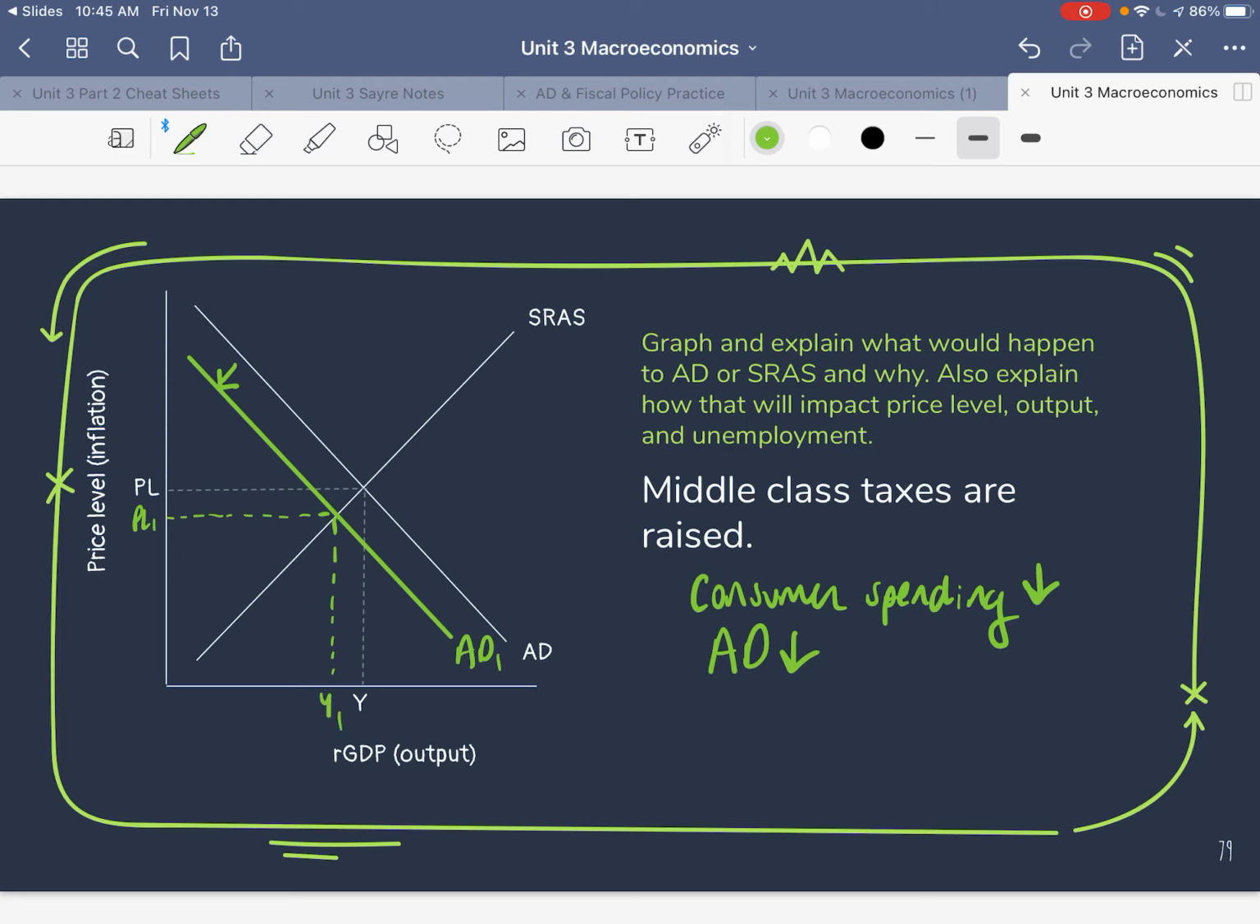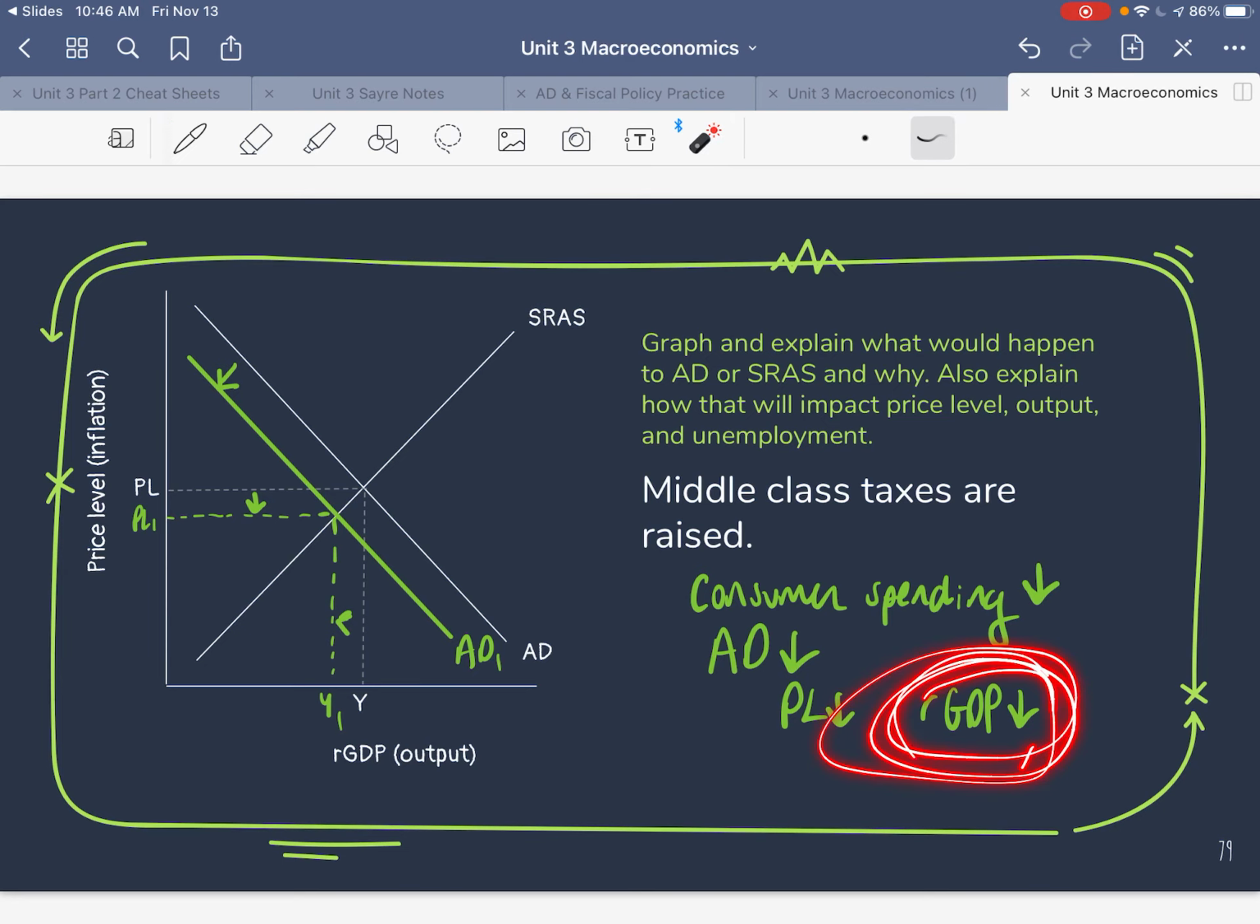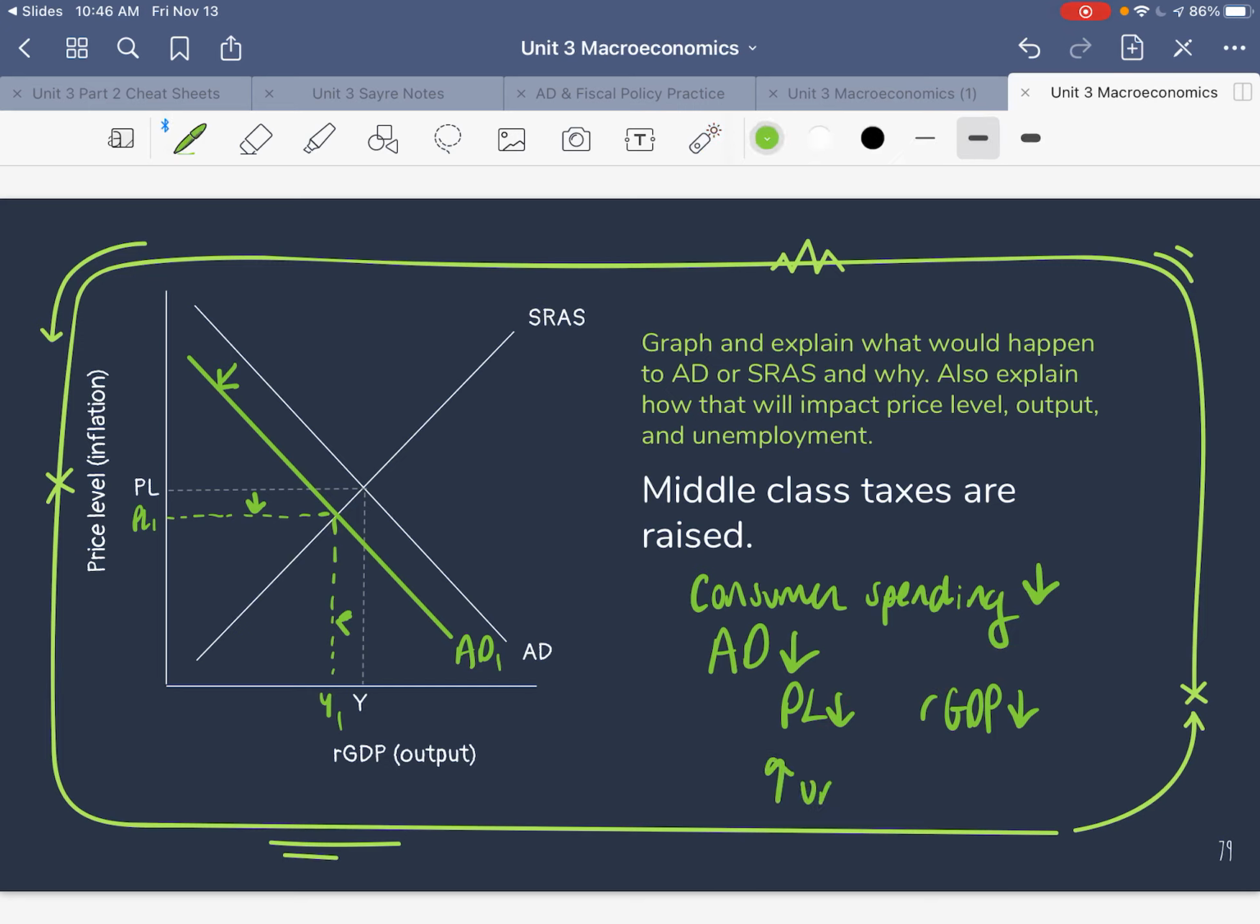And we have to indicate with arrows what happened. From the original price level to the new price level, it looks like it decreased. From the original output Y to the new output Y, looks like it also decreased. So we need to say that over here when we're describing the graph. That means price level or inflation went down. And then our output or our GDP, let's actually write our GDP. Our GDP also decreased. If we are making less stuff, our GDP decreased. That means we don't need as many people to make that stuff. We're going to start laying people off. So that means our unemployment has increased.